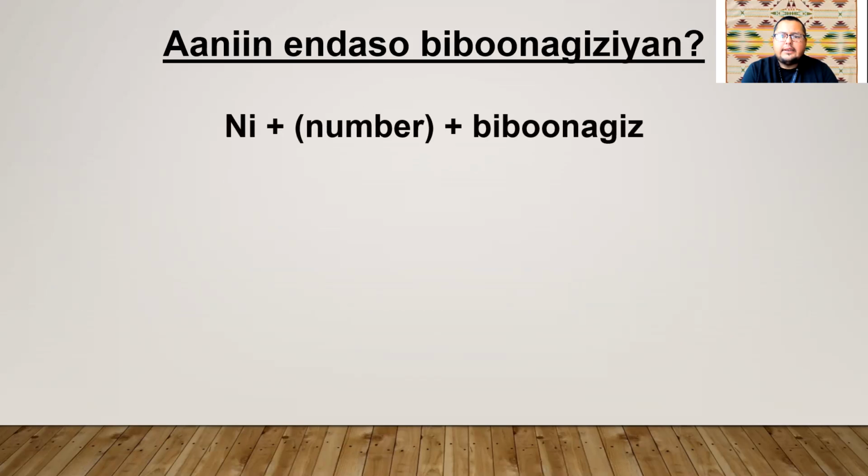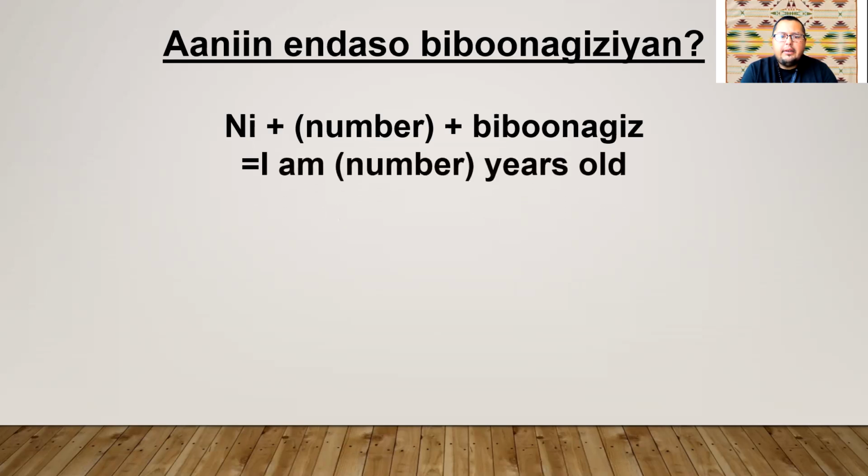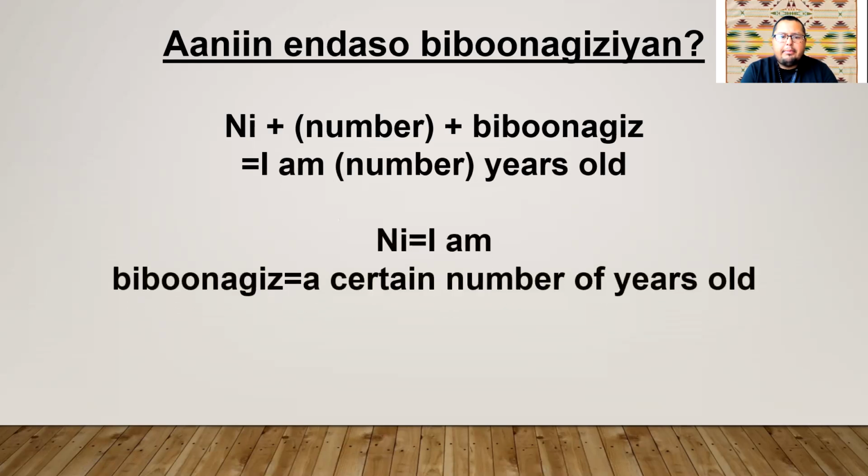In our first set of 1 through 10, we're going to have a little different format, and you're going to see that through the next episode also when we get into talking about our teens and then into our 20s. It's a little bit different. So in this first set from 1 to 10, we're going to have the ne, talking about I, plus the number, plus biboonagiz. That's how old I am. I am, number, years old. Ne, I am. Biboonagiz, a certain number of years old. That's how that's broken down.